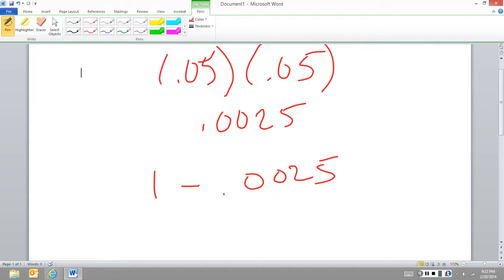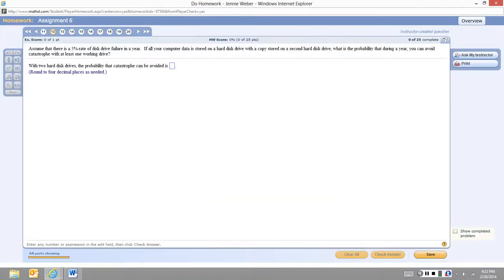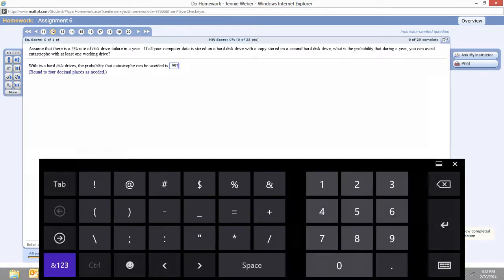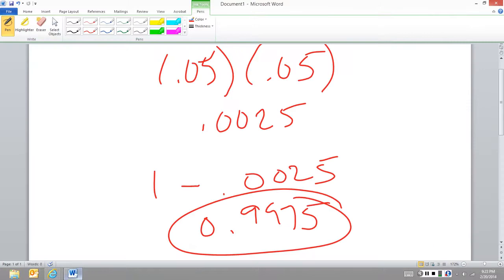Just pushing this into my calculator, and of course I pushed the wrong button. 0.9975. So this is the probability that we won't have the catastrophe they're worried about. So let's put this in. And check answer, and we have the right answer. So anytime you see at least one, what they're really asking you for is 1 minus the probability of 0, of there being nothing, in this case no working drives.